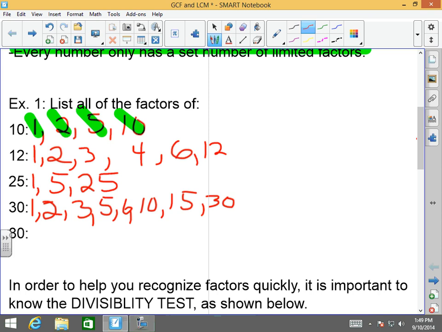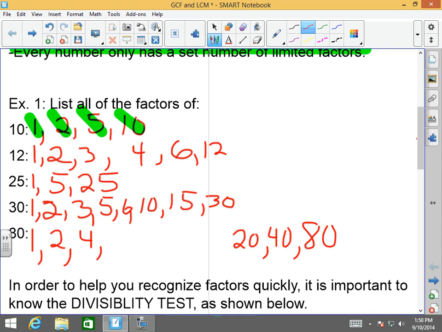Okay. How about 80? Does 1 go into 80? Yes, 1 goes into 80, 80 times. 1 times 80. Does 2 go into 80? Okay. 2 times what? 2 times 40. Very good. Does 3 go into 80? Does 4 go into 80? Yes, 4 times 20. Very good, very good.